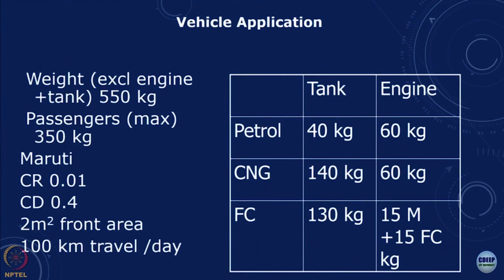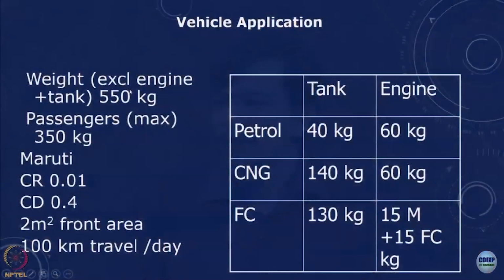Now when we calculate this, we have to calculate everything on the same common basis. So we have to see what weight we put on the vehicle, because based on the weight on the vehicle, the power requirement will change and hence the fuel requirement will also change. So we take the weight of the empty vehicle, the body excluding the engine and the tank, and for the Maruti 800 that was 550 kgs. Assume a certain weight of passengers, that's 350, so that this becomes 900.